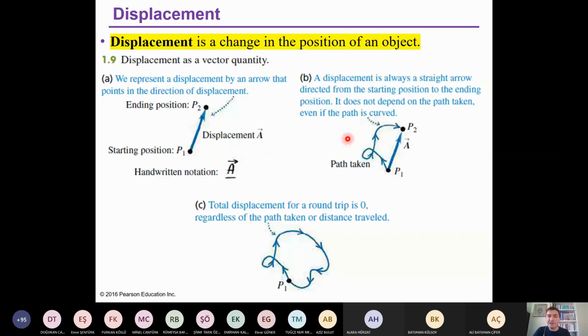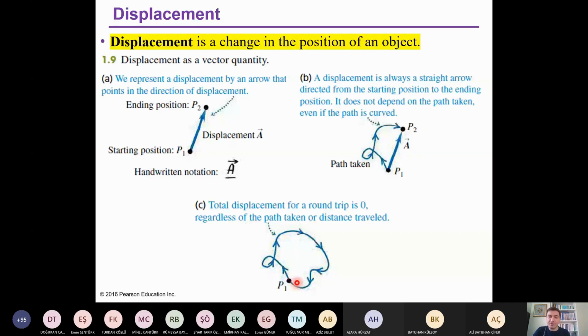Another representation of the displacement, this is the first position. This is very important, listen carefully. This is the first position and you move like this, okay? And then finally your last position. What about your displacement? This is not the displacement. Displacement is this one, okay? You change your position from this place to this place. This is the displacement. So displacement does not depend on the path taken, even if the path is curved, it doesn't matter.